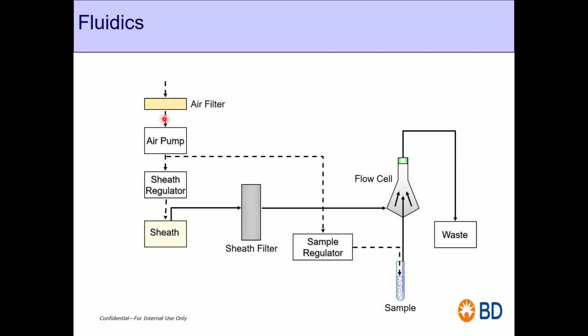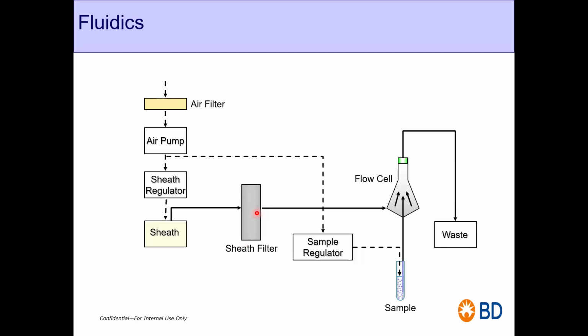So this is your air filter, and then this is your air pump, then the sheath regulator and sheath filter. This is a filter in your machine, connected to your air, and this is your sheath filter. If you have seen your Lyric, the white plastic part is on the left-hand side of the machine.